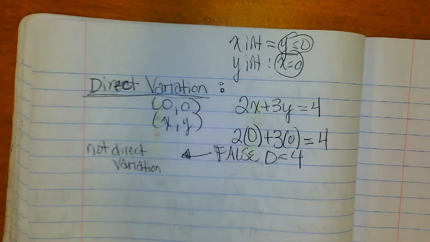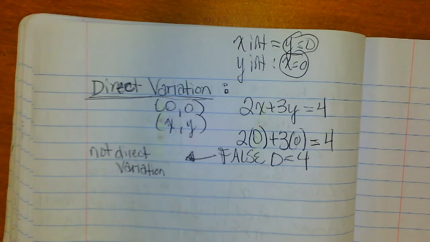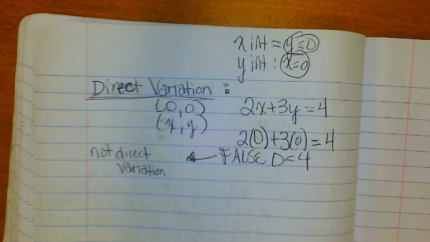All right, so that deals with direct variation. The only other real things that we want to go through today are slope intercept. That's a new one for us. We'll talk about that.